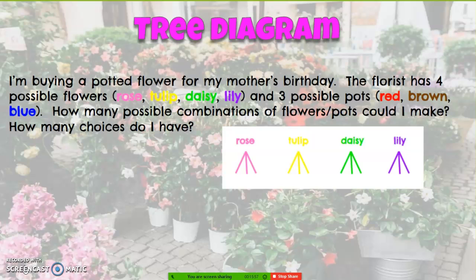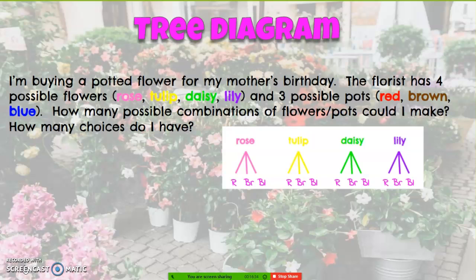Okay, so this is the first step to find the probability of getting, say, if I was choosing randomly, what would be the probability of getting, say, a tulip in a red pot? First of all, you have to know how many choices there are total. How many possible combinations are there? Okay, so we'll start with the types of flowers, and then for each type of flower I have 3 pot choices. I could have a red pot, a brown pot, or a blue pot.